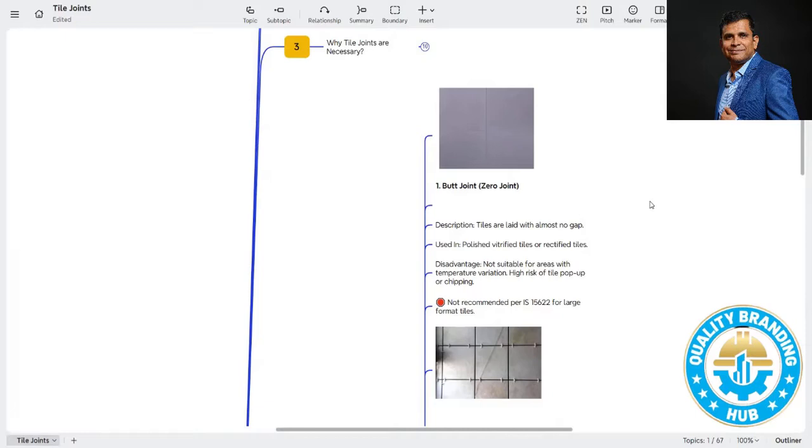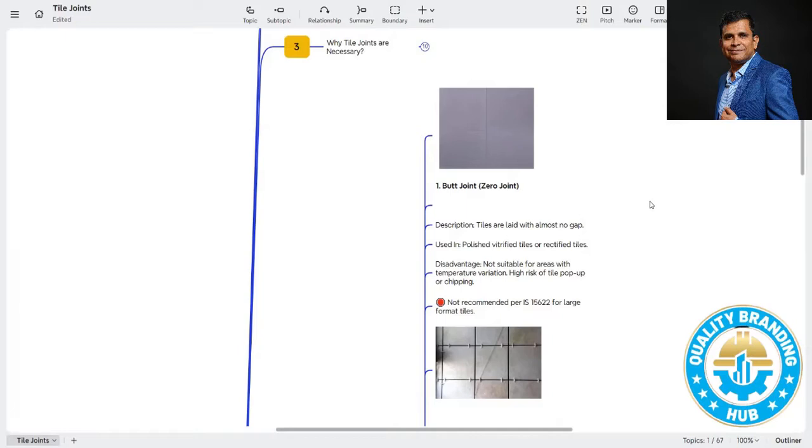The tile can pop up due to this expansion property, and it is not recommended as per IS 160 for large format tiles. In large format tiles, where the dimension is more, the expansion and contraction is more, and there is a chance that the tile can be damaged or pop up.